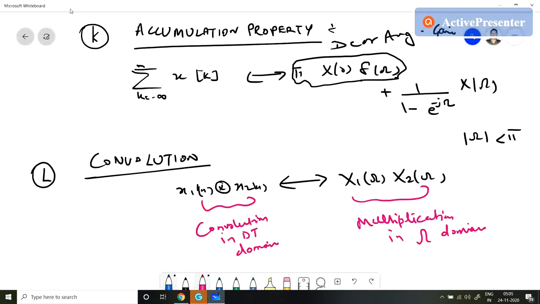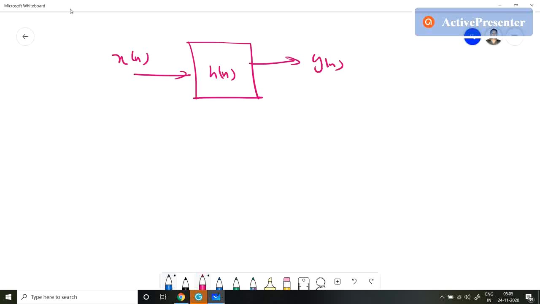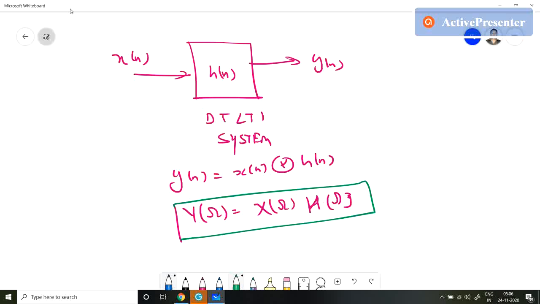Just like with the Z transform, here we have h[n], then we have x[n], then we have y[n]. This is a discrete time LTI system. So y[n] is equal to x[n] convolved with h[n], then Y(ohm) is equal to X(ohm) multiplied by H(ohm). This is a very important property.